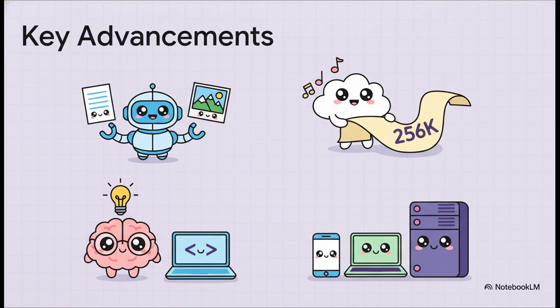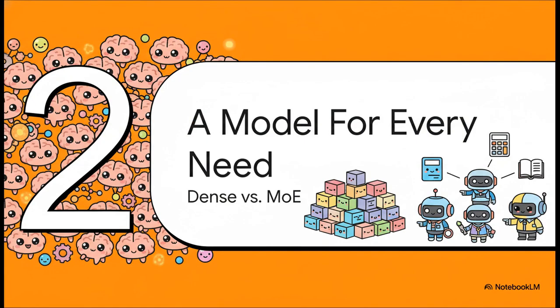We're talking true multimodality. It can understand text, images, and audio. It has a mind-blowing 256,000 token context window. You can just think of tokens as the building blocks of information it can process. Plus, its ability to reason and write code has gotten a massive upgrade. And the best part? It's built to run on pretty much anything, from the phone in your pocket to a giant cloud server.